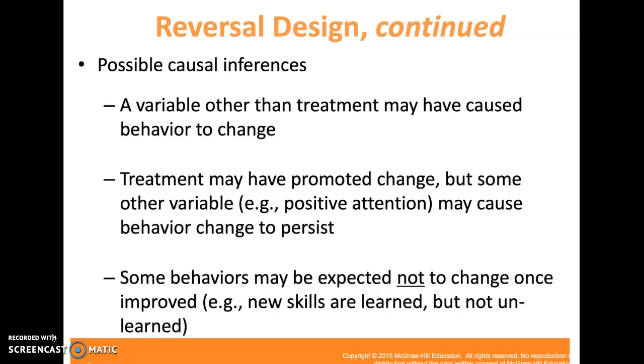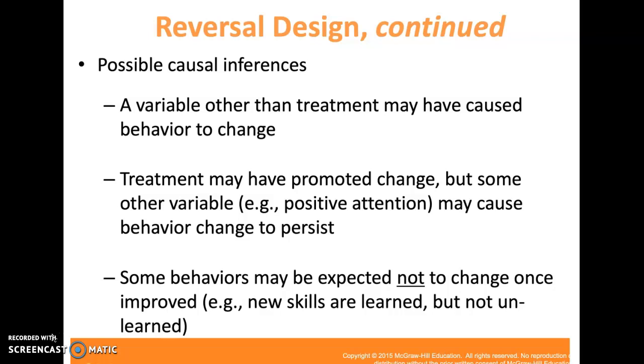For example, maybe there was a variable other than the treatment that caused the behavior to change. Maybe the treatment did promote the change, but there was some other variable, for example, positive attention, that caused the change to persist over time. Or it could be that some behaviors may be expected not to change after they've been improved. For example, if what we're doing is teaching a new skill to someone, then we certainly can't expect that to be unlearned after we have taught the person a new skill.